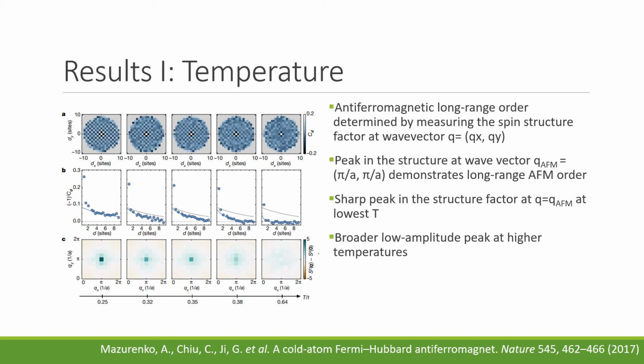So if we look at section C of the figure, at the lowest temperature, we've got a sharp peak right in the center at Q equals QAFM, confirming the presence of antiferromagnetic long-range order. For increasing temperatures, the amplitude of this peak decreases, so it becomes less strongly blue in this figure, until it disappears completely, indicating the decay of long-range order at higher temperatures. At the higher temperatures, we still have a peak, but it's much broader and lower amplitude, and that just comes from the short-range correlations that still exist at these temperatures.